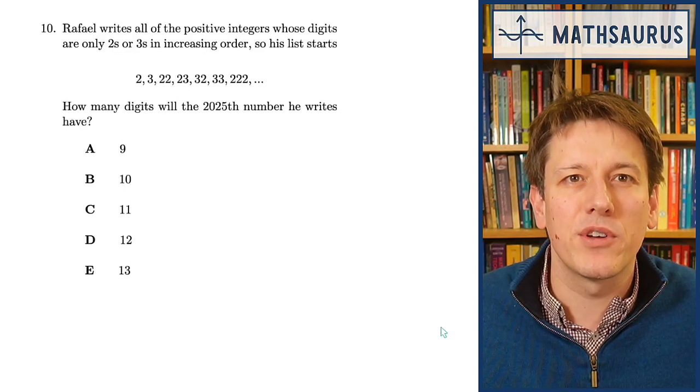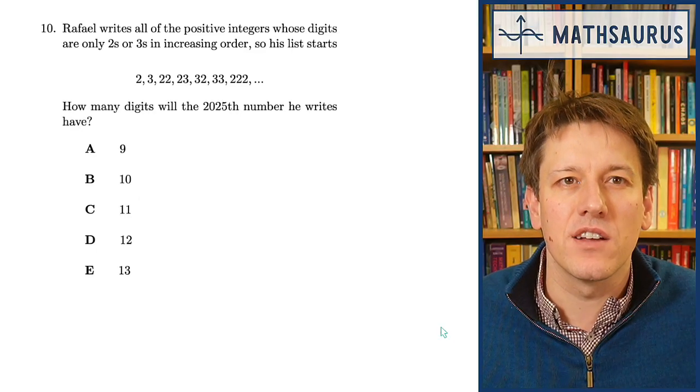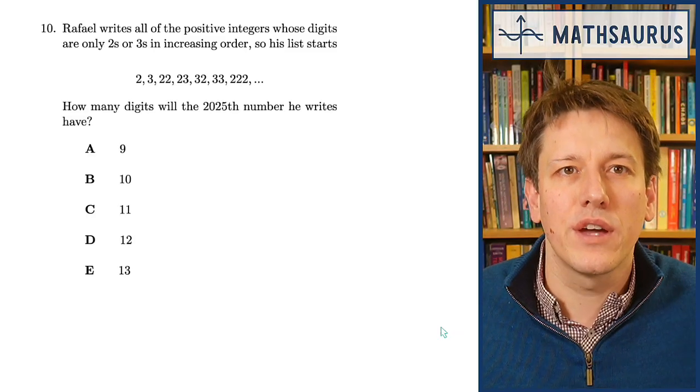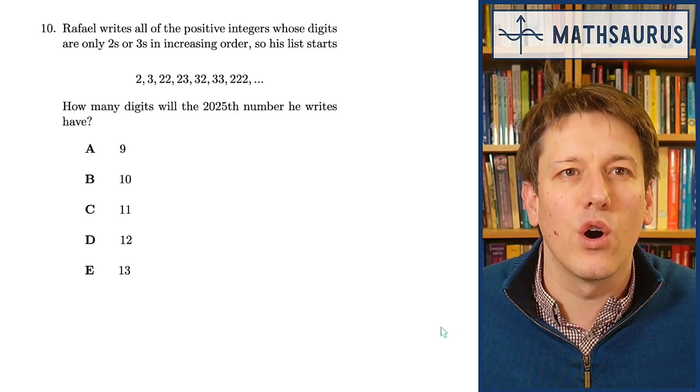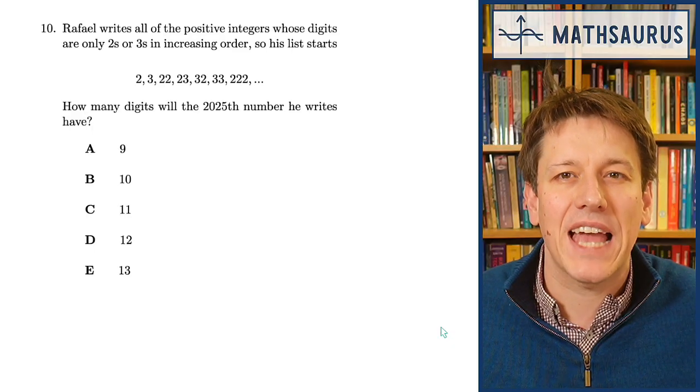Raphael writes all of the positive integers whose digits are only 2s or 3s in increasing order. So his list starts 2, 3, 22, 23, 32, 33, 222, and so on. How many digits will the 2025th number he writes have?